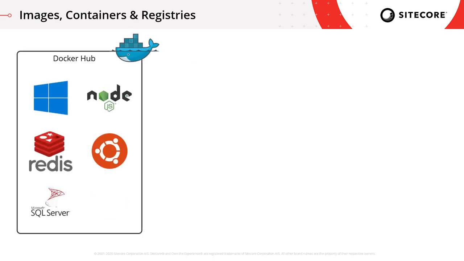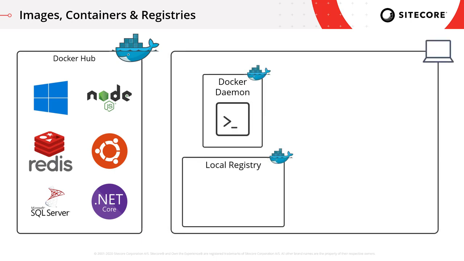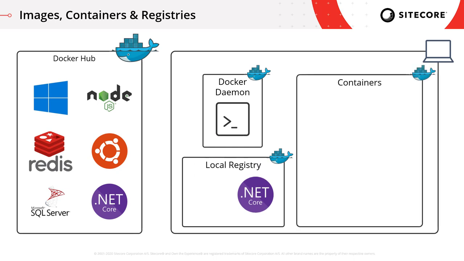But once we've downloaded them, how do we create containers from them? Well, as we said, we have our Docker Hub, we have our daemon and our registry. We can pull down these public images from Docker Hub, and then we can use different commands in the Docker daemon to create containers based on them. And we can create as many containers as we have resources available in the system.